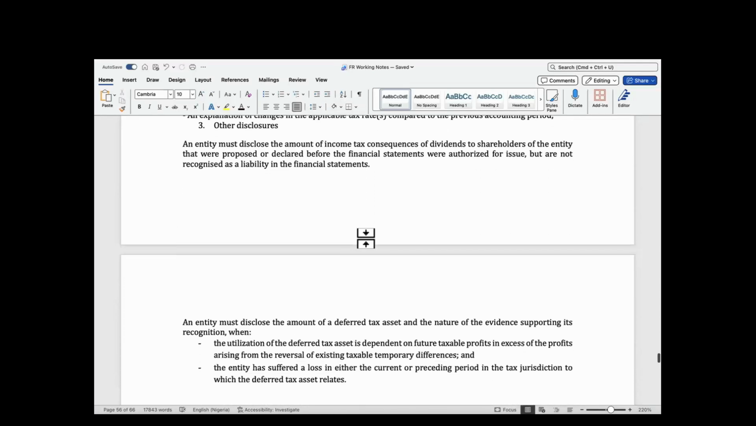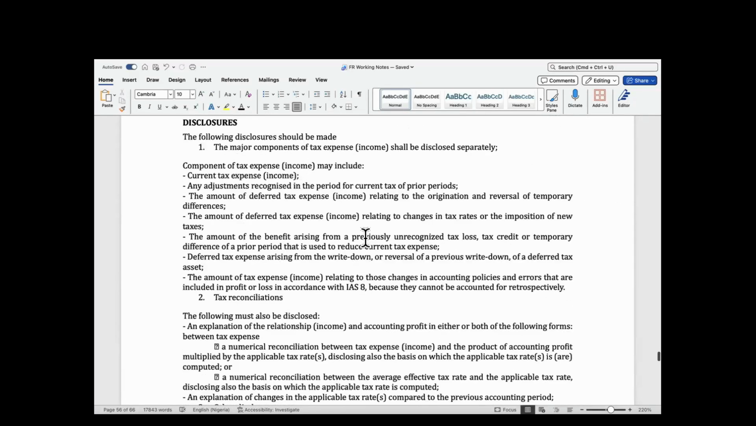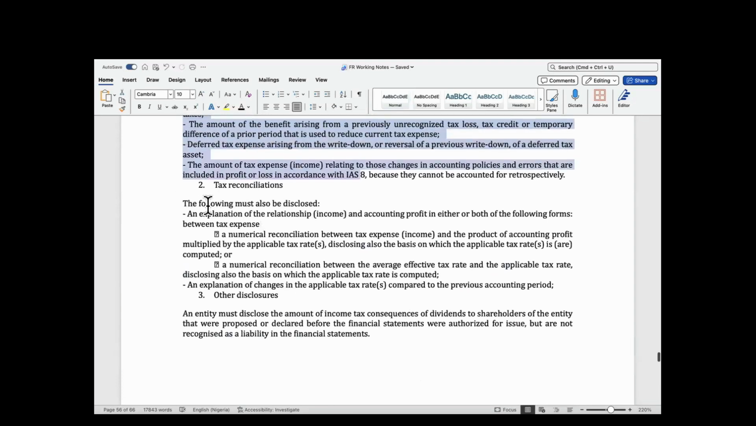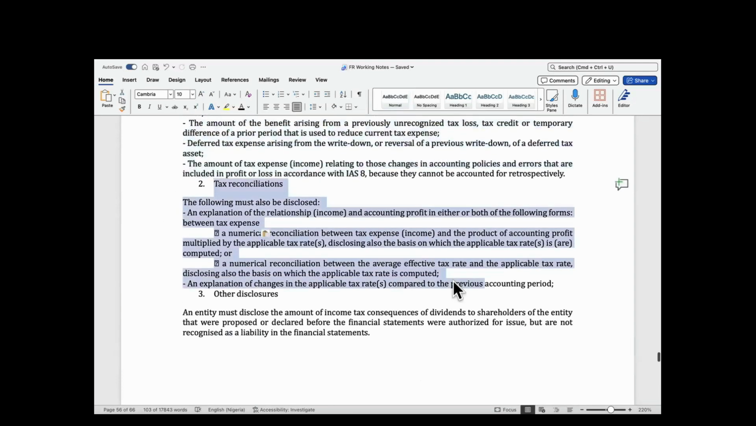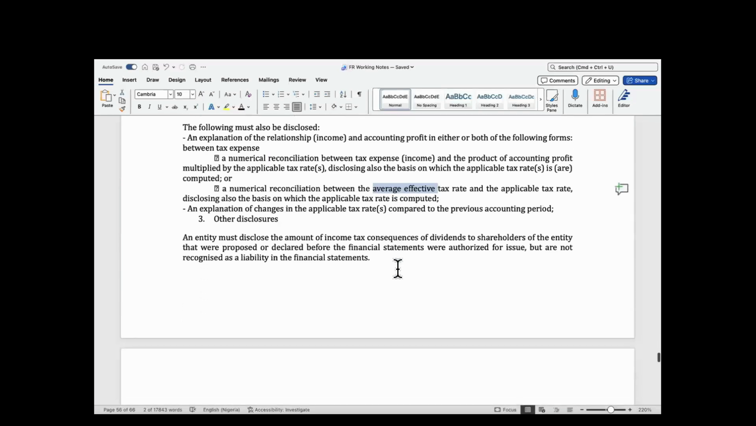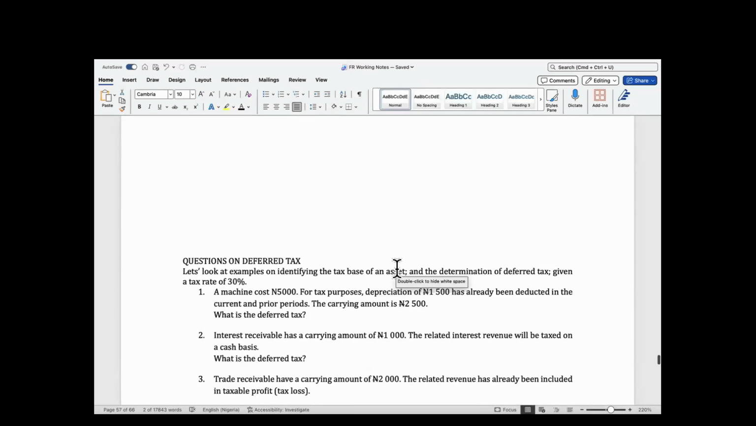I'll read it up. There are other disclosures here, but the one I know they can ask you in the exam is these components, and understand that we usually do a reconciliation of income tax expense: if you multiply 30% by accounting profits, it won't be the same, so reconcile it. And also reconcile the effective tax rate. The effective tax rate is what you get when you divide the tax you actually calculated by your PBT. That's your effective tax rate, and the applicable tax rate is 30%. You need to reconcile that as well.